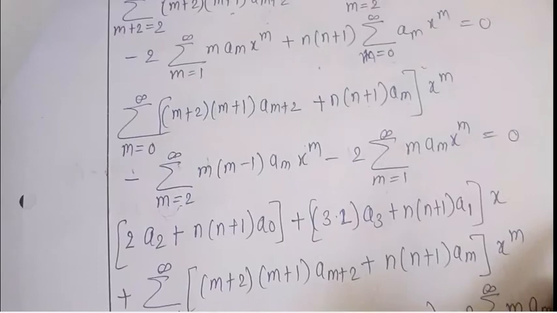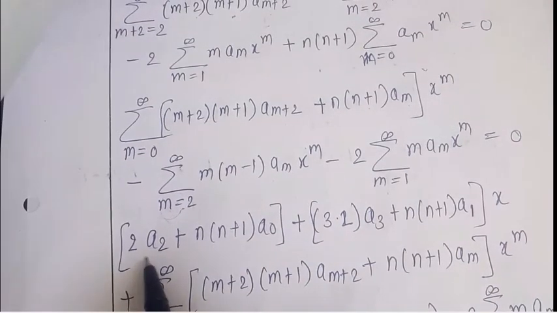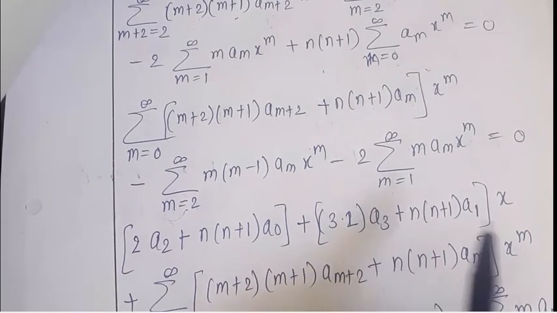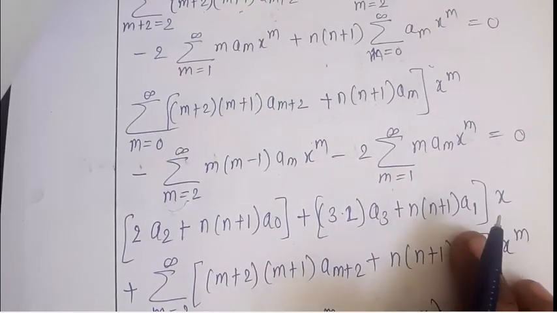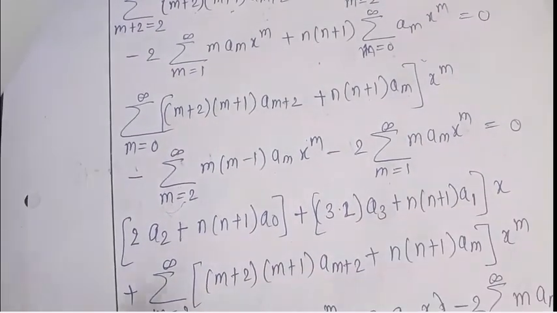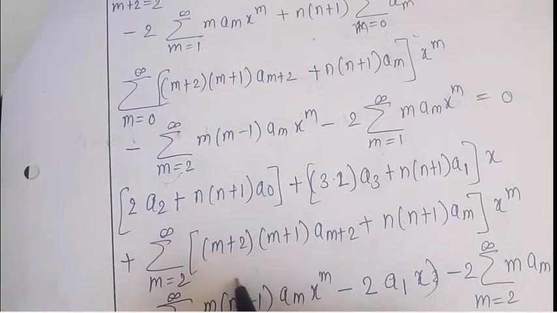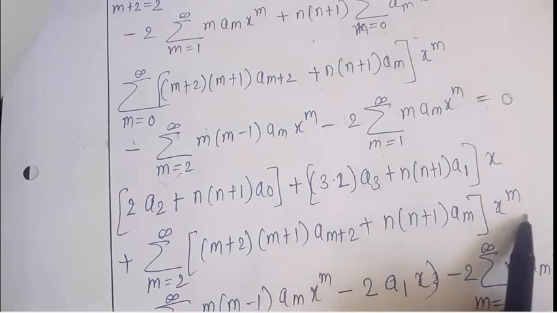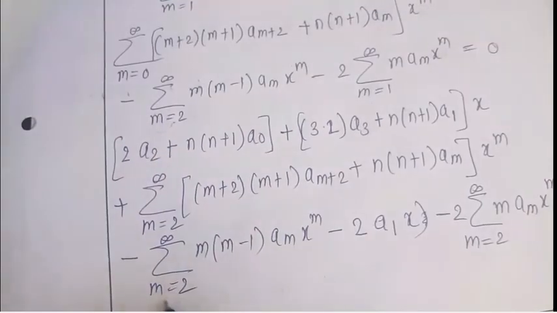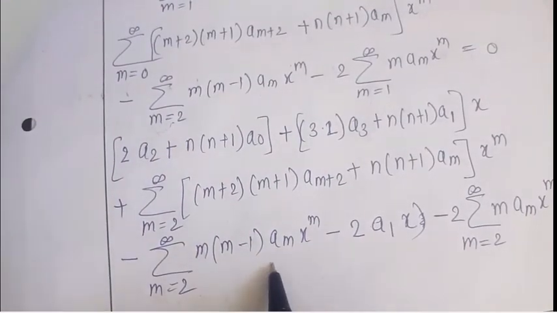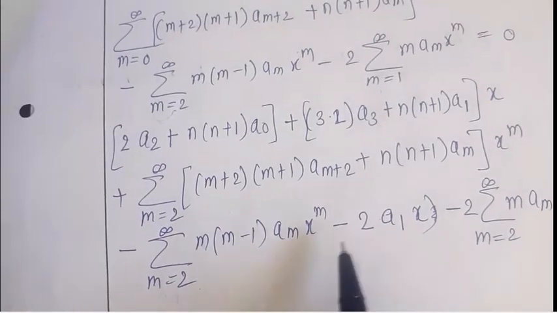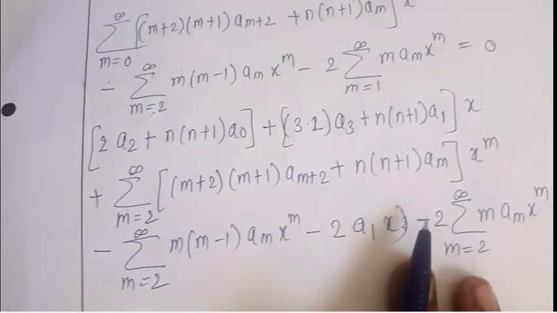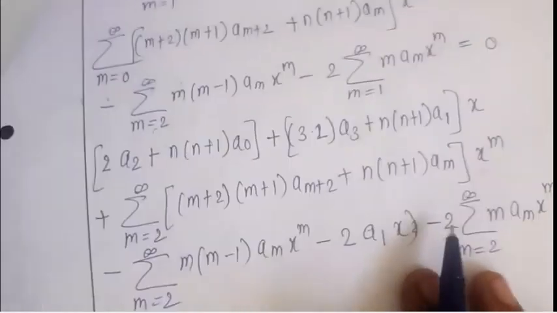So put m equal to 0 and 1 in the first summation, we get 2a2 plus n(n+1)a0 plus 6a3 plus n(n+1)a1 x plus summation m equal to 2 to infinity (m+2)(m+1)a_{m+2} plus n(n+1)a_m x^m, minus summation m equal to 2 to infinity m(m-1)a_m x^m, minus 2a1 x, minus 2a_m x^m, equal to 0.